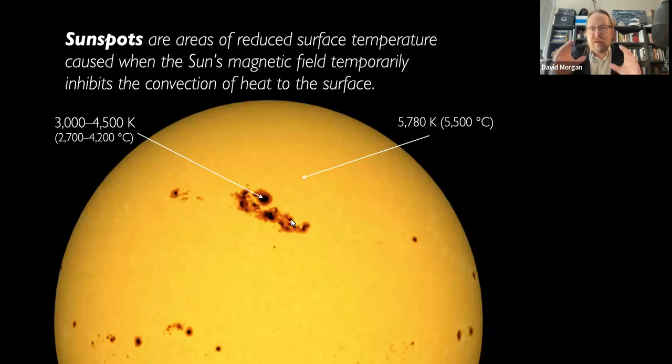If you could zoom in on this picture, or you could take a telescope and zoom in on the sun and just look at a sunspot, it would still blind you to look at a sunspot. They're not black. They're just not as bright as the rest of the sun.